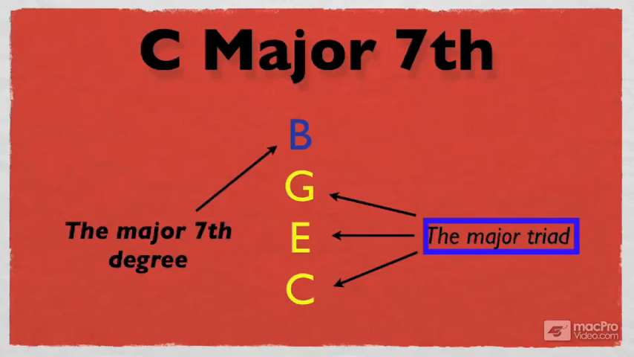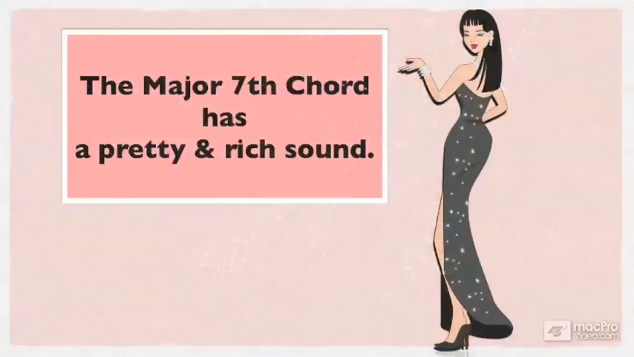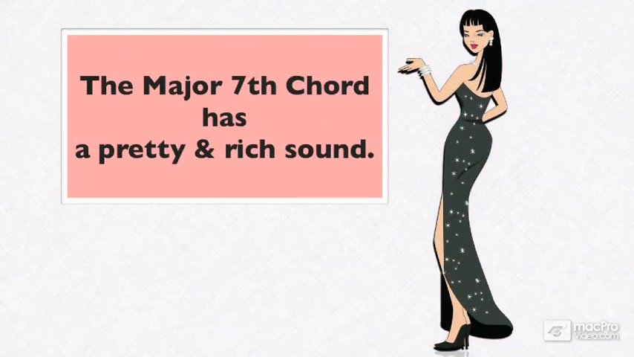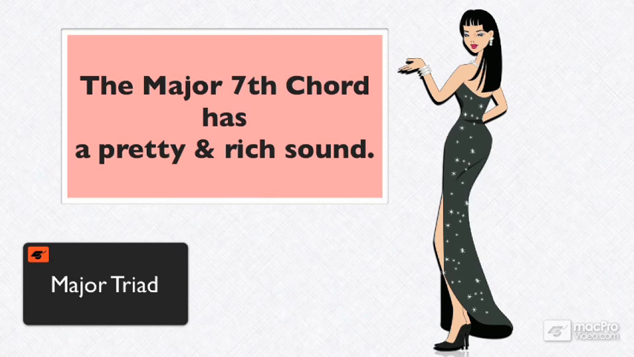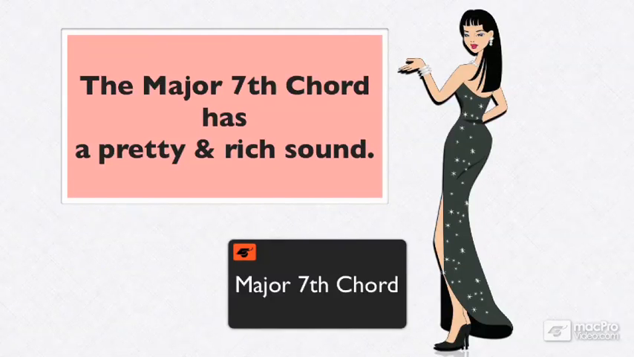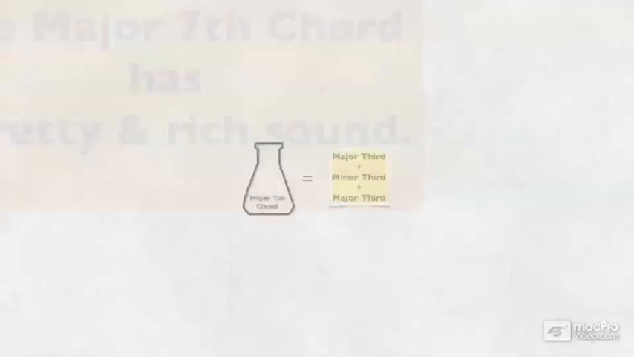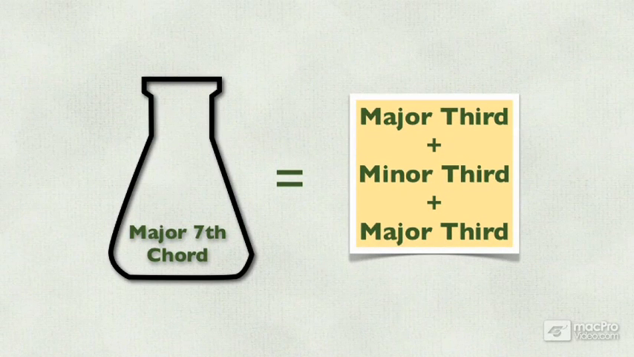The sound of the major seventh is a very pretty and rich sound. You hear it in a ton of jazz and R&B, amongst many other styles. If you compare it to the regular major triad, you can hear that it's a bit more complex in sound and density. The formula for a major seventh chord is a major third, followed by a minor third, followed by a major third.